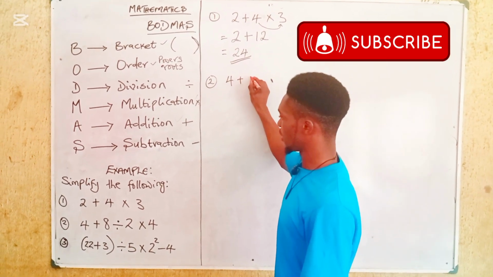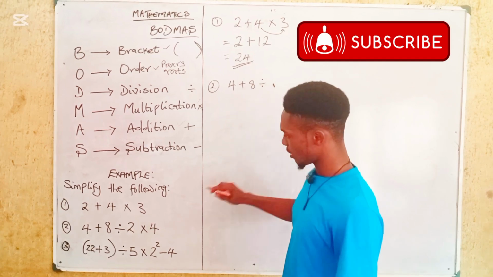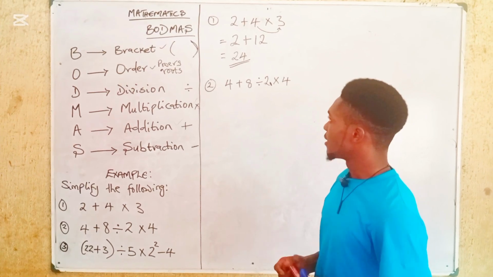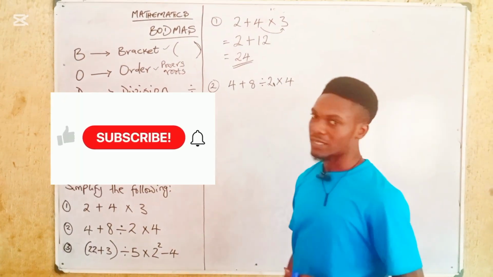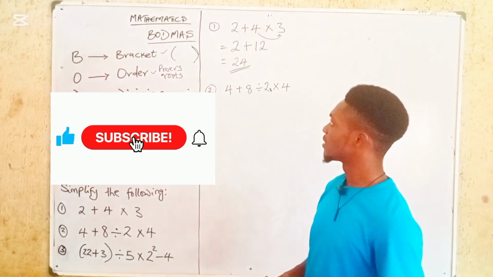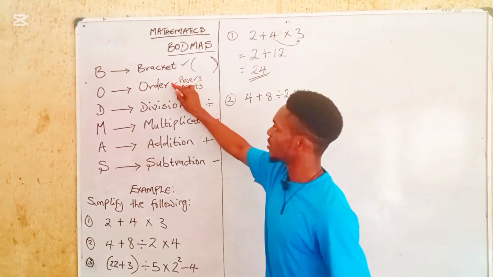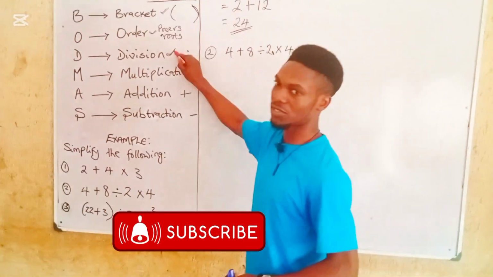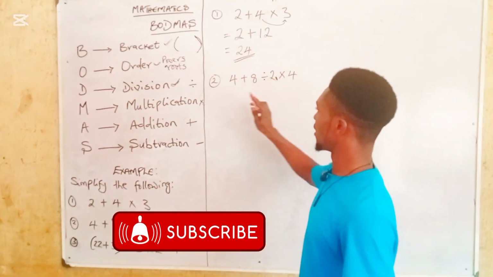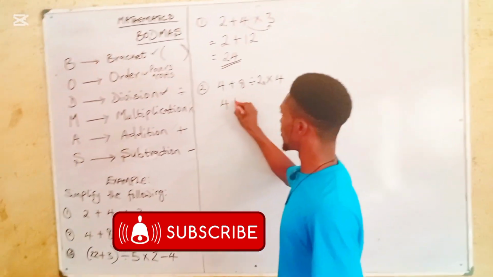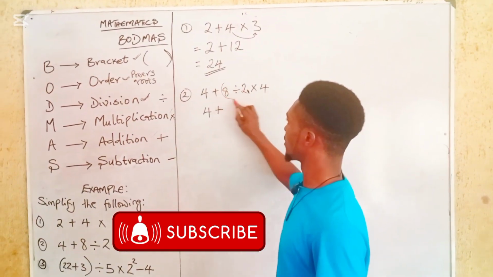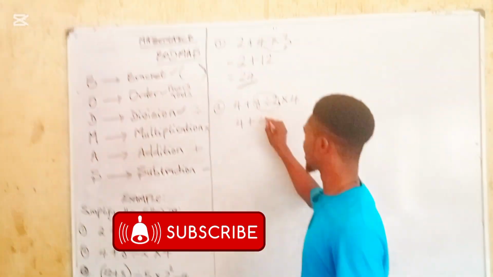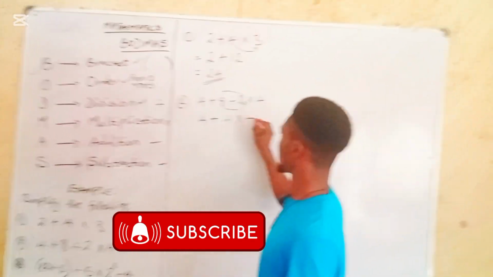Then second one, 4 plus 8 divided by 2 times 4. Alright, in this question, from the rule of BODMAS, what are we going to simplify first? If you check, there is no bracket, there is no order. So we go straight to the next, which is division. Bring down every other thing. Bring down your 4, bring down your plus. Then here we are dividing. 8 divided by 2 will give us 4. Then bring down times 4.